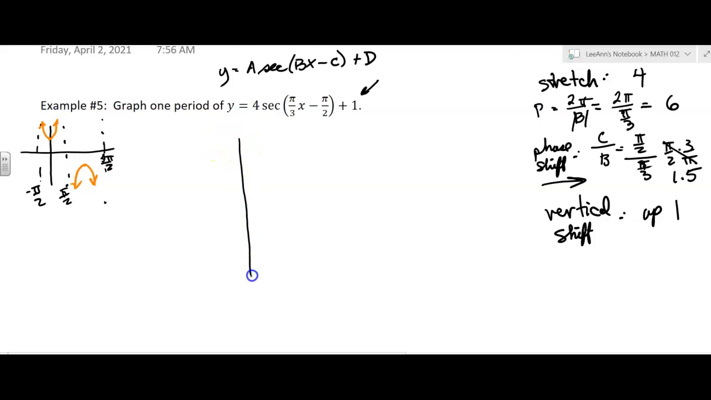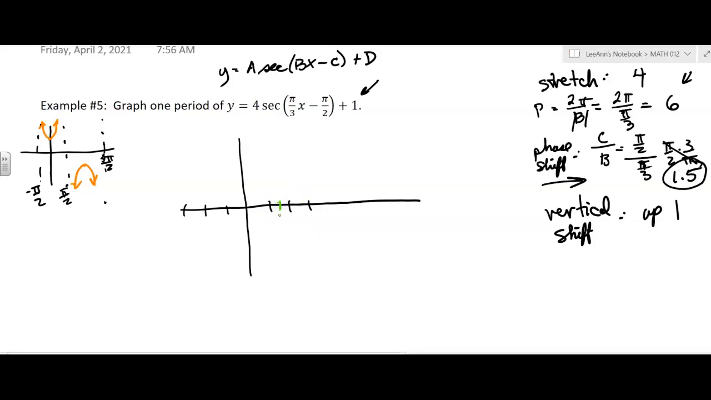So we'll draw some kind of coordinate system here. Now, what is the period? The period is 6, right? Normally, if we didn't have a phase shift, I could count out 1, 2, 3, negative 1, negative 2, negative 3, and that would be a period of 6. But I've got to move it 1.5 over. So 1.5 to the right is going to be right here.